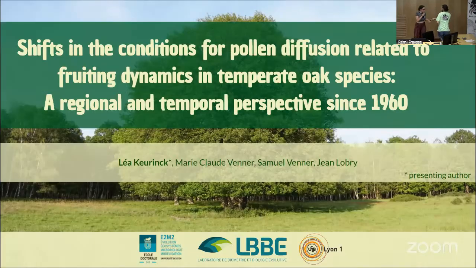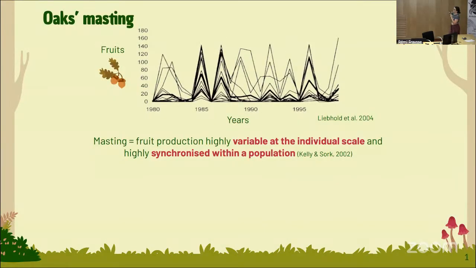Thank you for the presentation. As you said, I'm currently working at the ID lab in Caen, but today I'm going to present the work I did during my PhD in the biometry and evolutionary biology lab in Lyon. So first of all, you have to know that temperate oaks exhibit masting. Masting is a reproductive strategy which is widespread among tree species that consists in a fruit production that is highly variable at the individual scale and highly synchronized between individuals.